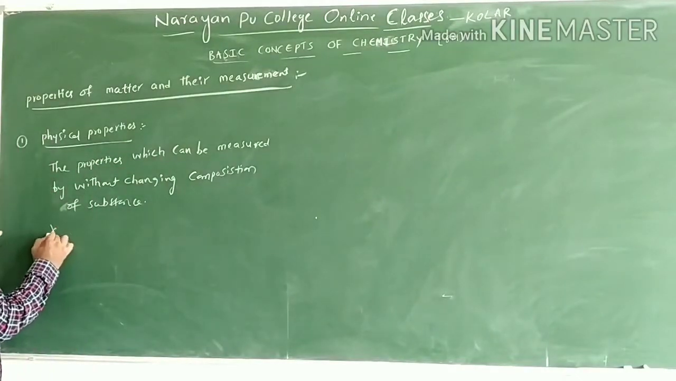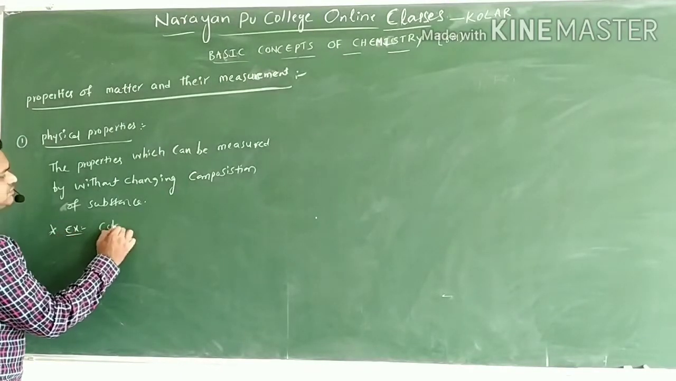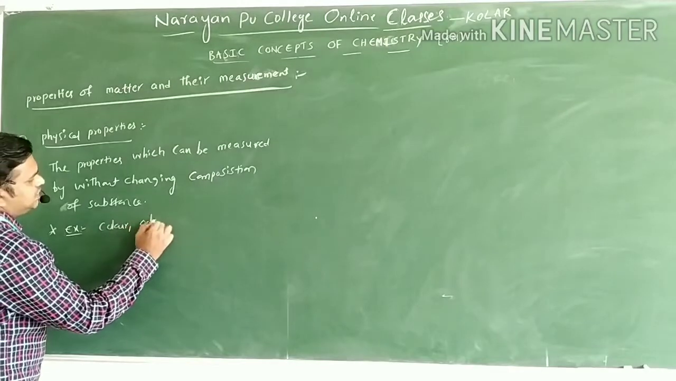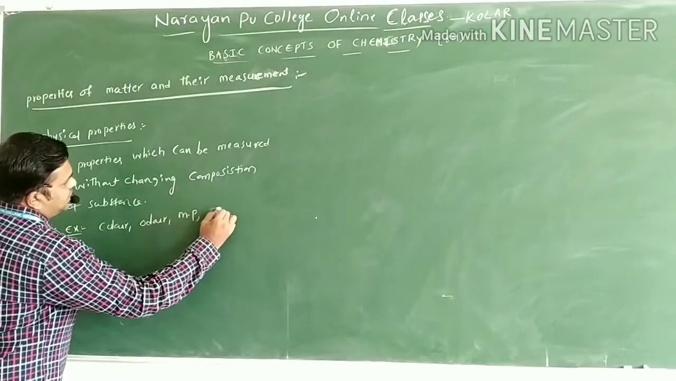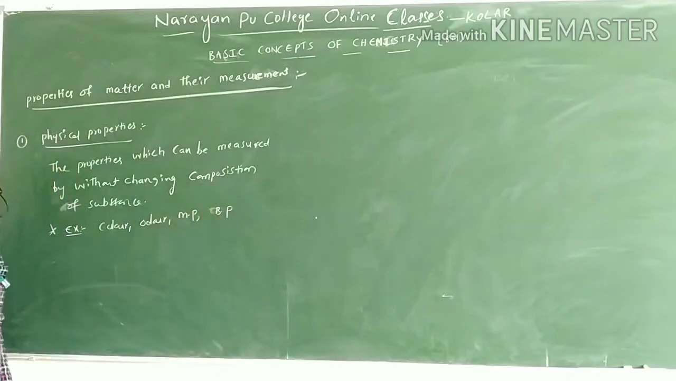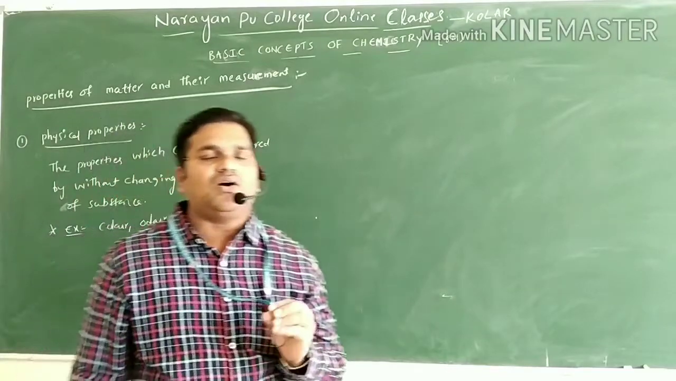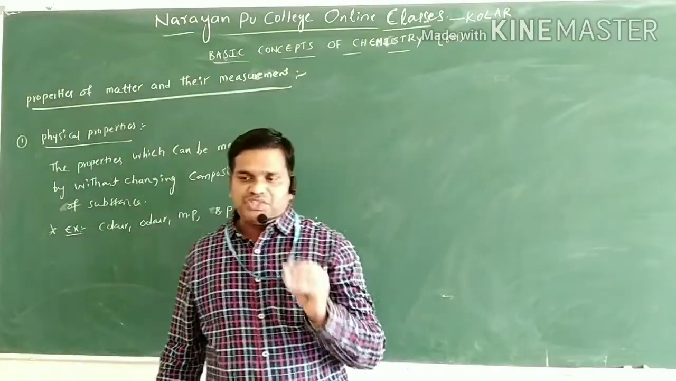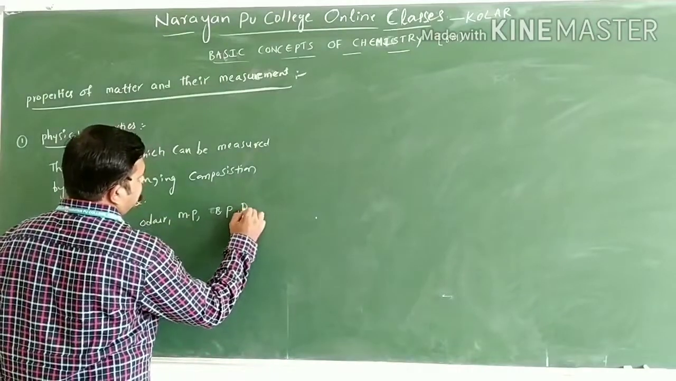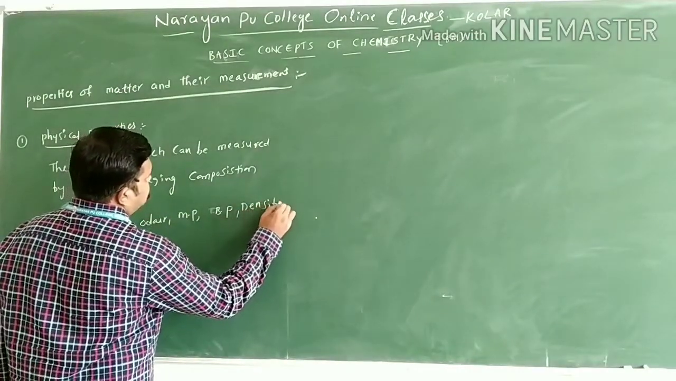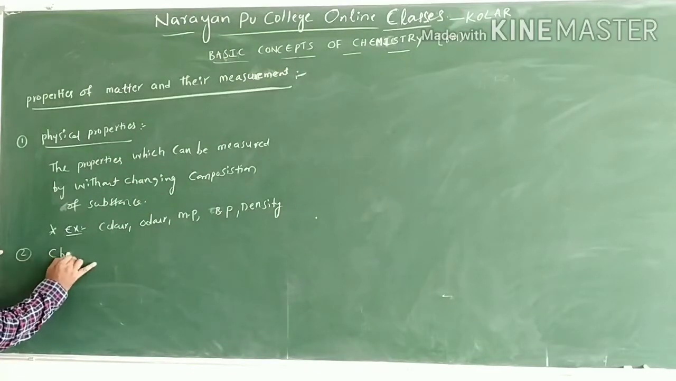What are the properties that come under physical properties? You can see color, odor, melting point, and boiling point. All these come under physical properties. We can take density also. Clear? And the second one we have is chemical properties.